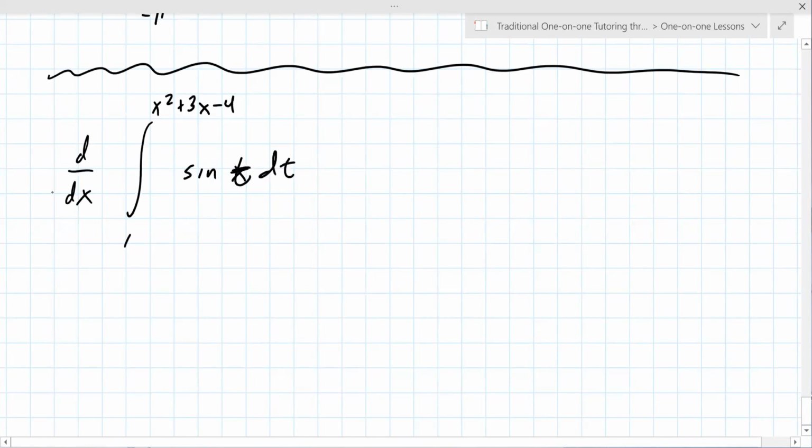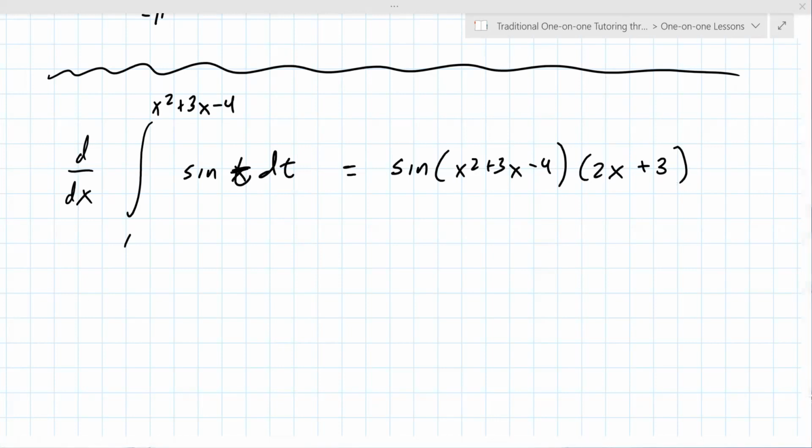Okay, so whenever you see this out in front, you take whatever's up here and plop it in for the variable in the integrand. So that makes this the sine of x squared plus 3x minus 4, times the derivative of the top limit, which is 2x plus 3. Okay. Is that okay so far?